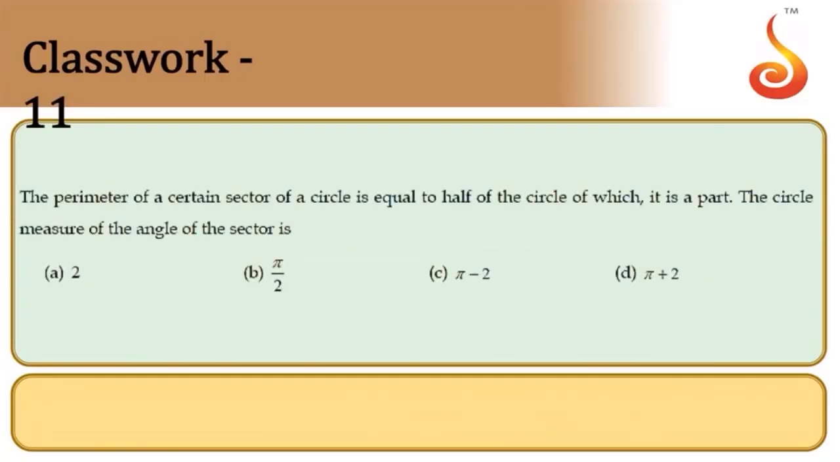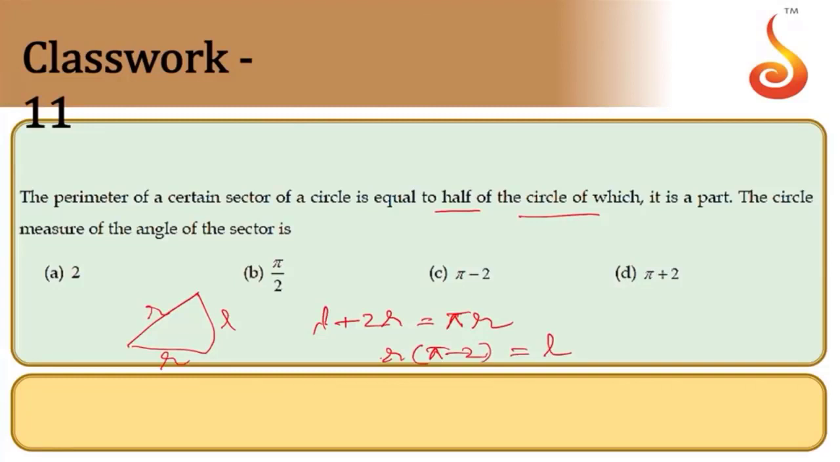Let me consider that the perimeter of a certain sector of a circle is equal to half the circle of which it is a part. The perimeter of a sector is L plus R plus R, so L plus 2R is equal to half the circumference of the circle. Circumference is 2 pi R. Therefore, L plus 2R is equal to pi R. From here, R multiplied by pi minus 2 is equal to L.